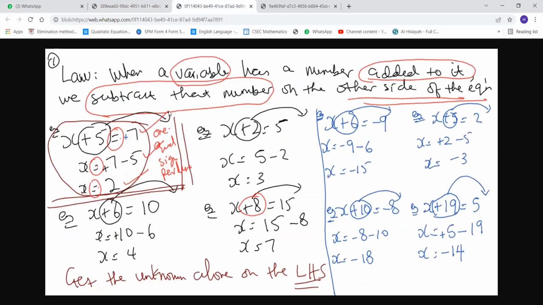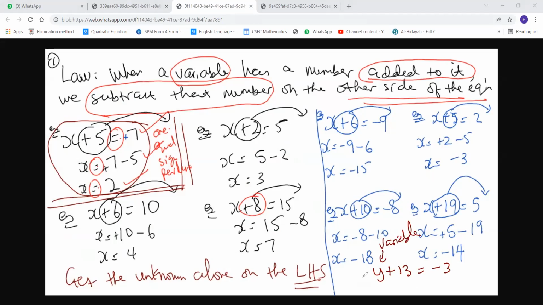We looked at some more examples last class, and we looked at a little law to help us solve them. I put this law here to guide you along to solving equations of this form. The law is: when a variable has a number added to it. Let's do a fresh example. The variable will not always be x, it could be anything. For example, y plus 13 equals, say, minus 3.